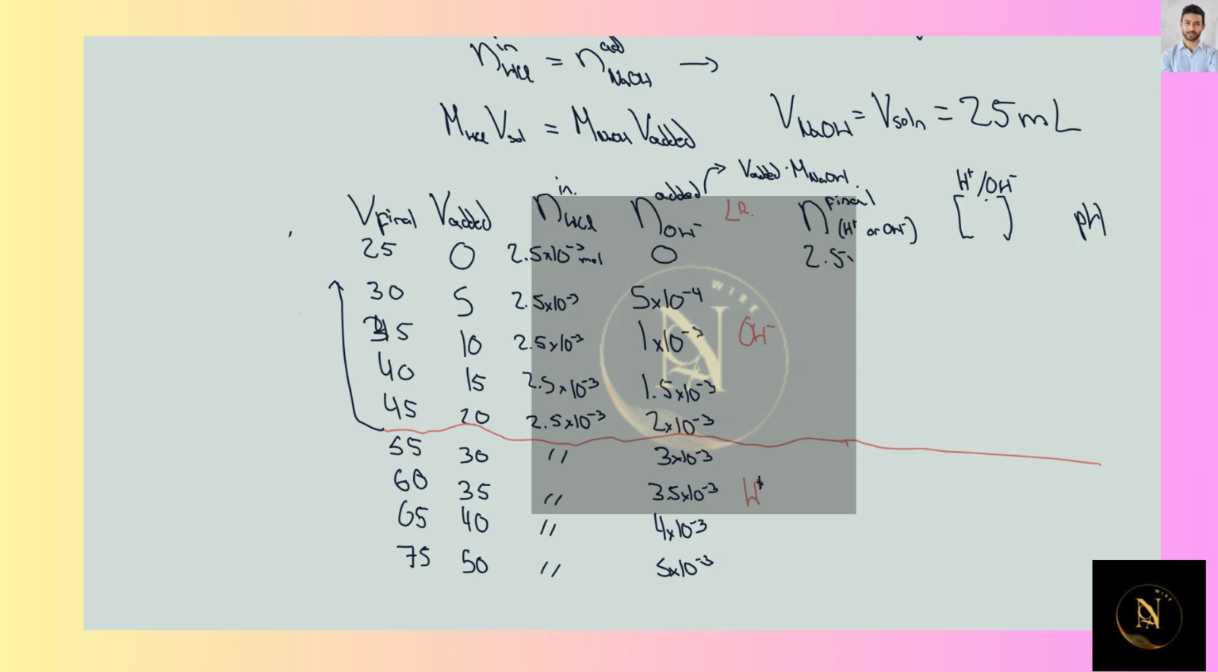So 2.5 times 10 to the minus 3. Next, 2.5 minus 5 times 10 to the minus 4. This is going to be 2 times 10 to the minus 3. 1.5 times 10 to the minus 3. Over here, 1 times 10 to the minus 3. And over here is 0.5 times 10 to the minus 3. And all of these are moles of H plus that I have left in solution.